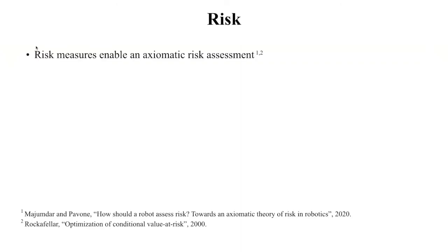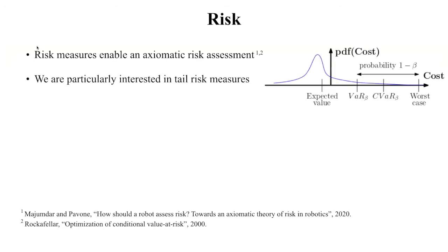Let me briefly introduce risk measures that allow for an axiomatic risk assessment in terms of a cost random variable. Particularly, we're interested in tail risk measures. In the right figure here, we can see a cost random variable where the distribution of the cost is plotted on the y-axis. Shown are several risk measures, such as the expected value, which is a neutral risk measure. Also shown are the value at risk and the conditional value at risk, which are tail risk measures.